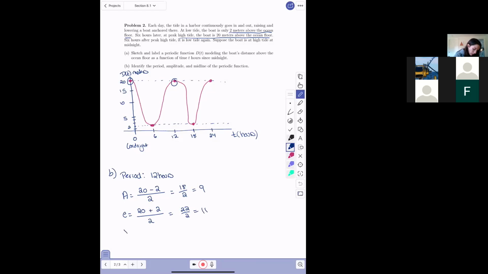So then our midline is y equals 11. So the point 11 is probably around right here. Y equals 11. And we go from 11 to 2, that's 9. And from 11 to 20 is also 9. So that's our amplitude, which makes sense with our midline at 11. Any questions there?